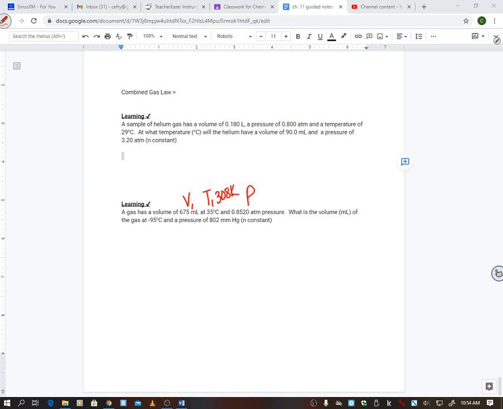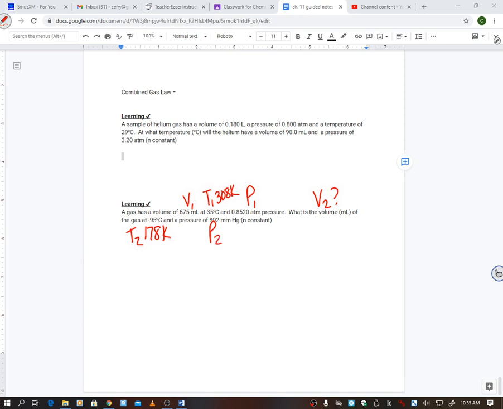And it gives me a pressure of 0.8520 atm. What is the volume? So V2 is what I'm missing here. Of the gas at negative 95, so I'm going to take 273 minus 95, and that is 178. You could have said negative 95 plus 273, whatever. And then here's my new pressure.